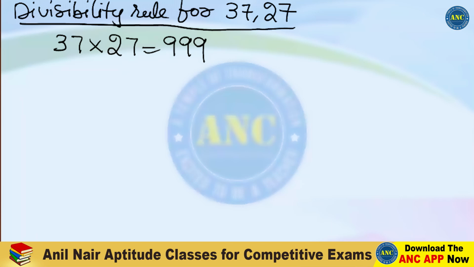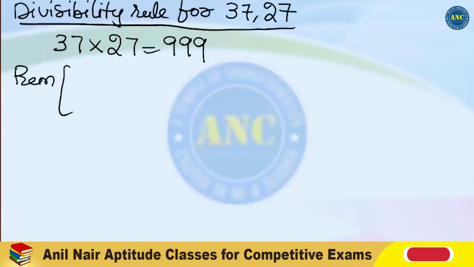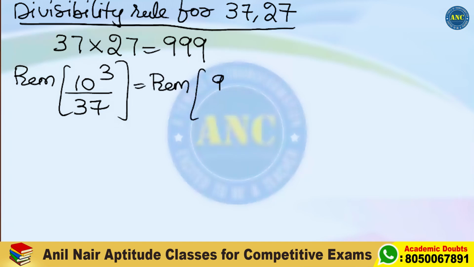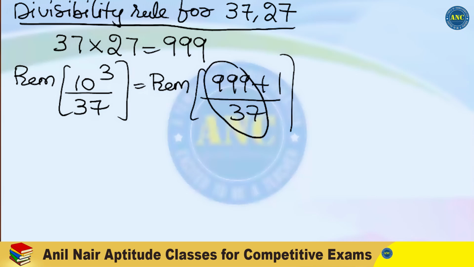37 into 27 is 999. That means if I take 999, it is closer to which power of 10? It is closer to 1000. 10 cube, that is 1000, divided by 37. 1000 can be written as 999 plus 1 when divided by 37. 999 is divisible by 37. What is the remainder? Remainder is 1. 10 cube divided by 37 is 1.